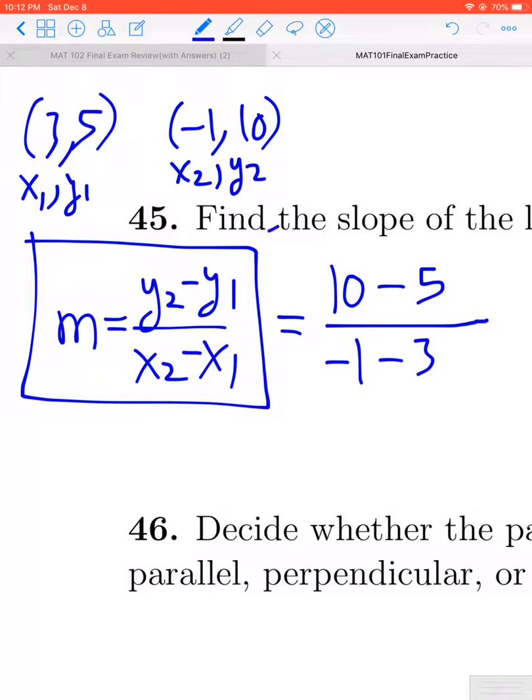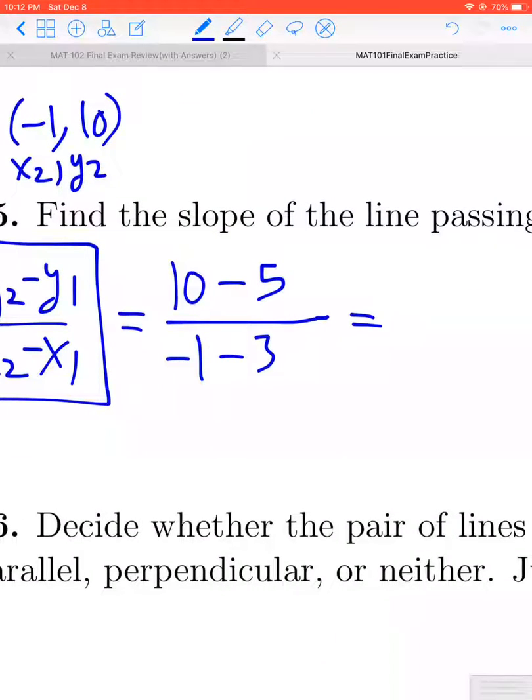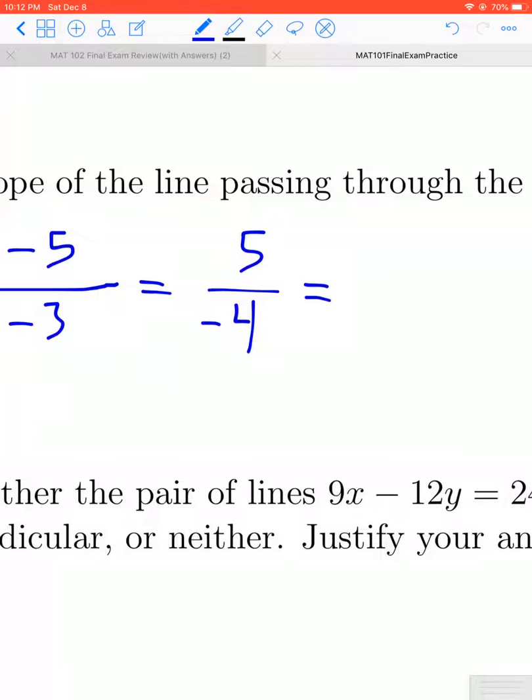Once you have everything plugged in, it's just a matter of computing it. 10 minus 5 is 5. Negative 1 minus 3 is negative 4. So this would give us a slope of negative 5/4.